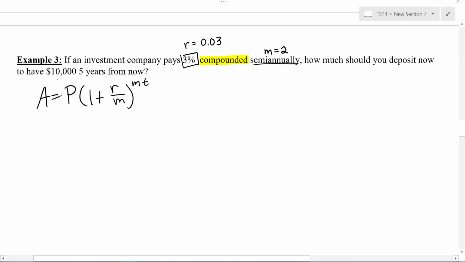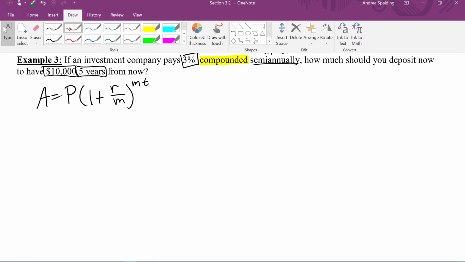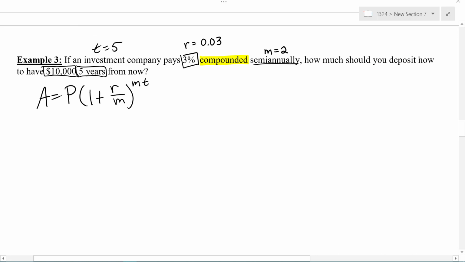And we have two numbers down here. We have 10,000 and we have 5 years from now. So that tells me I have a t value of 5. So we have the R value, we have the M value, we have the T value. So the question is that 10,000 the A value or the P value? So when we look at the problem, it says how much should you deposit now? So that's the present value, how much I should deposit now to have $10,000 5 years from now. So this means that this is a future value. This is how much I want to have in the future. So that is my A value.